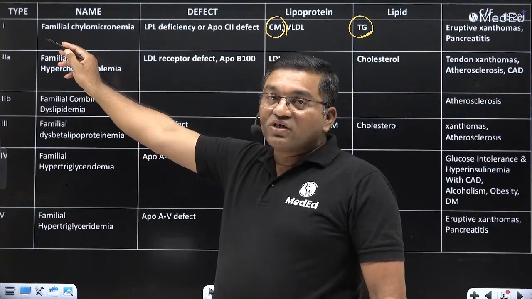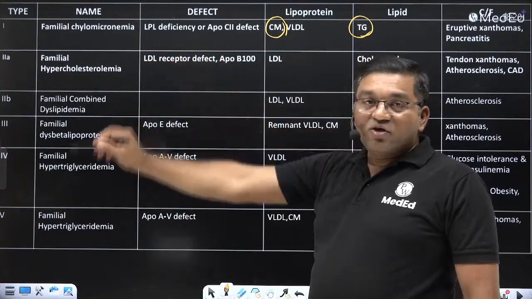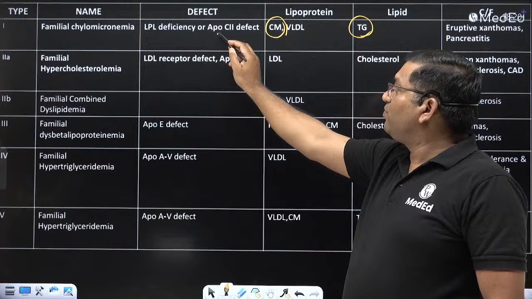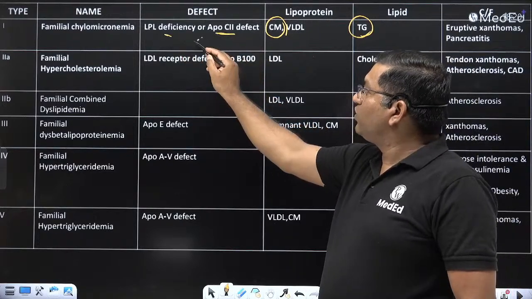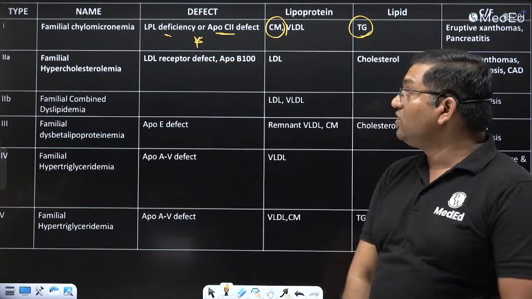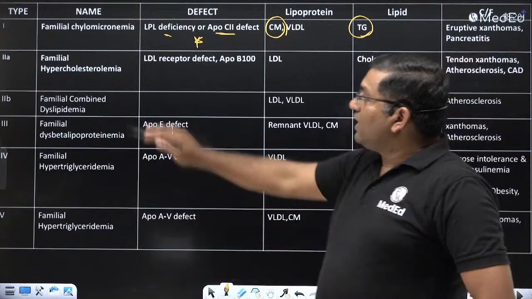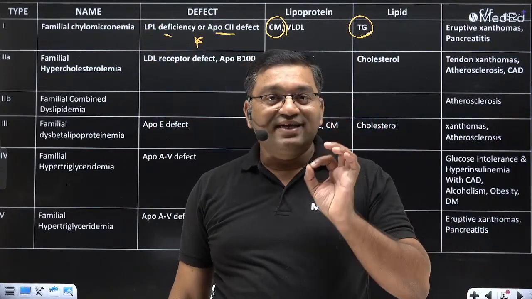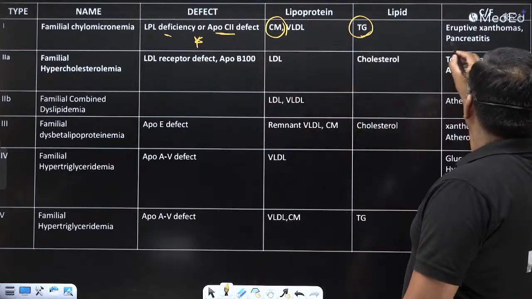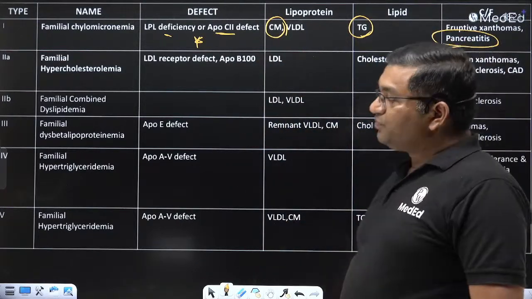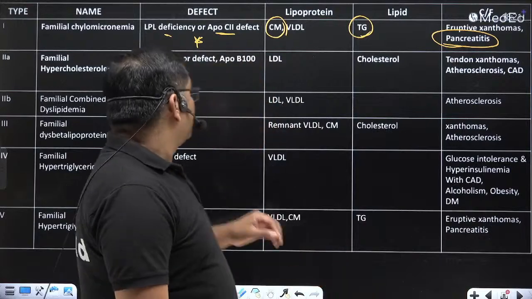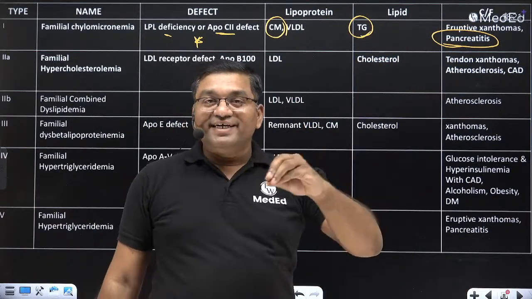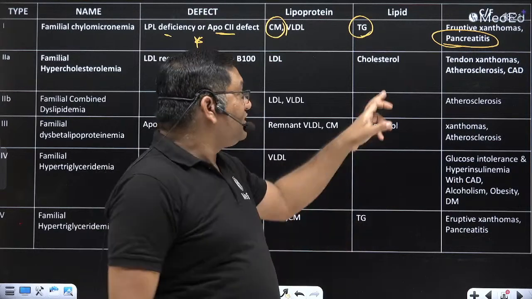This is Fredrickson classification. Familial chylomicronemia is due to lipoprotein lipase deficiency or ApoC2 defect. This is an important MCQ. In this disorder there is increased TG level, so there is a chance of pancreatitis in type 1, and there are eruptive xanthomas, while in type 2 there are tendon xanthomas. Tendons are involved in type 2.